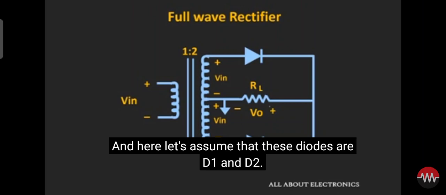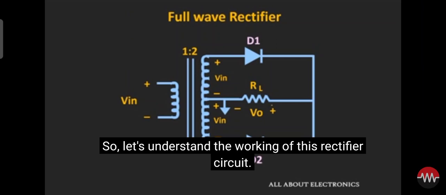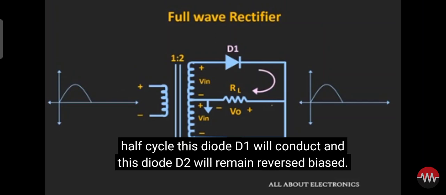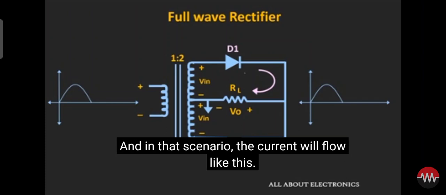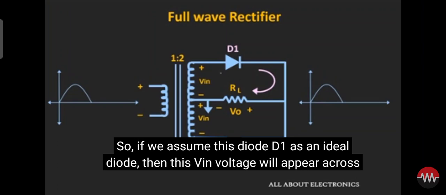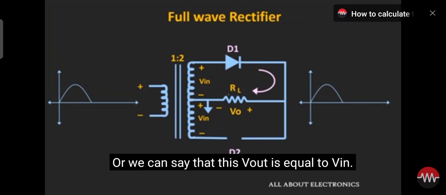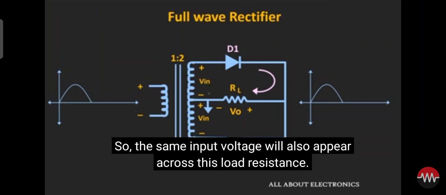And here let us assume that these diodes are D1 and D2. So let us understand the working of this rectifier circuit. Whenever we apply a sine wave as an input to this circuit, then during the positive half cycle, this diode D1 will conduct and this diode D2 will remain reverse biased. In that scenario, the current will flow like this. If we assume this diode D1 as an ideal diode, then this Vin voltage will appear across this load resistance. Or we can say that Vout is equal to Vin. So the same input voltage will also appear across this load resistance.